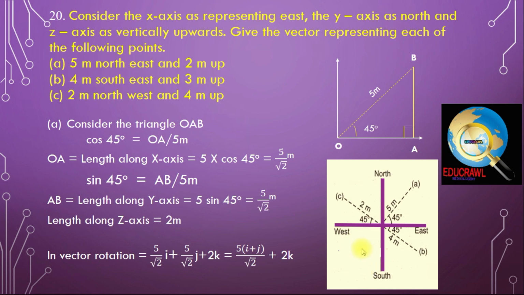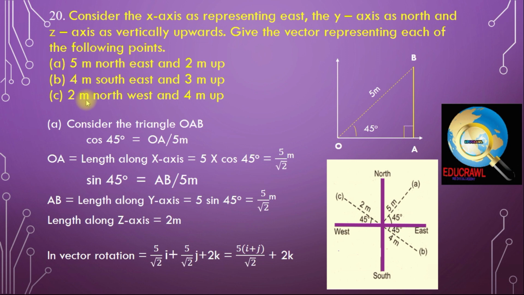It is 4 meter southeast. So southeast is here. Just follow my pointer. It is here southeast. It is 4 meter in the southeast and 3 meter up. Again this cannot be drawn in the diagram because it is a 2-dimensional diagram.